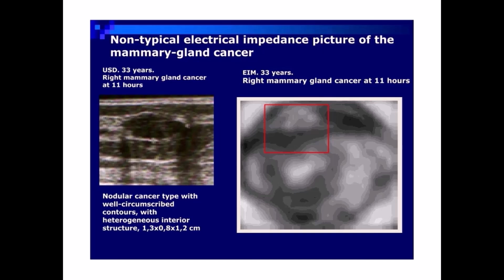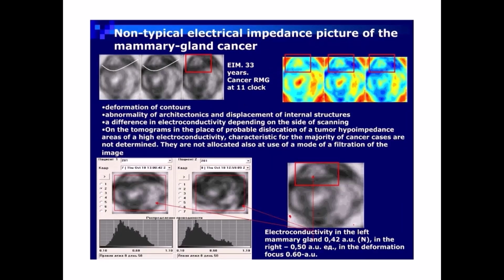Ultrasound, 33 years. Right mammary gland cancer at 11 hours. EIM, 33 years. Right mammary gland cancer at 11 hours. Nodular cancer type with well-circumscribed contours, with heterogeneous interior structure, 1.3 × 0.8 × 1.2 cm, non-typical electrical impedance picture of mammary gland cancer.